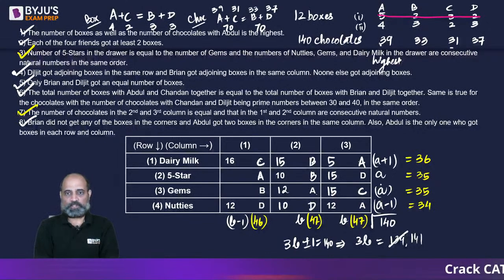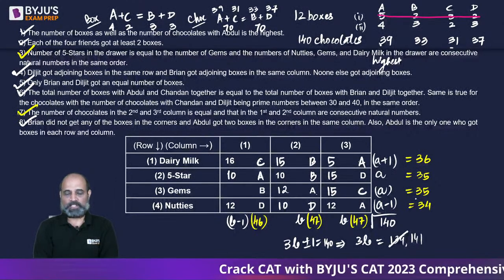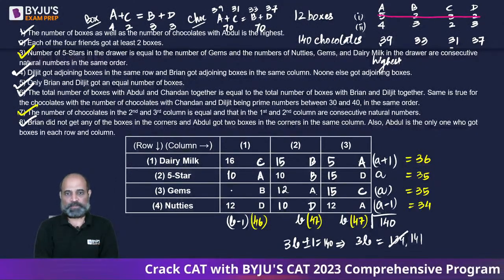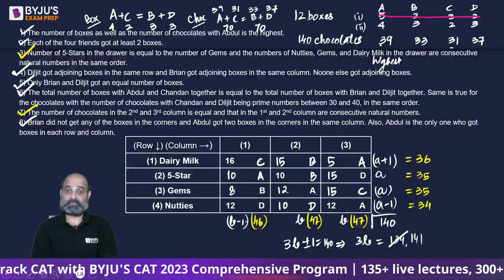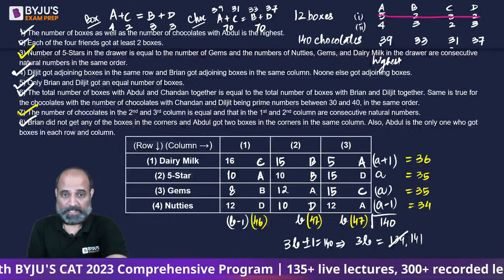Second row sum should be 35, out of which we already have 25. So it should be 10. Third row sum should be 35, out of which we already have 27. So this should be 8. So complete.